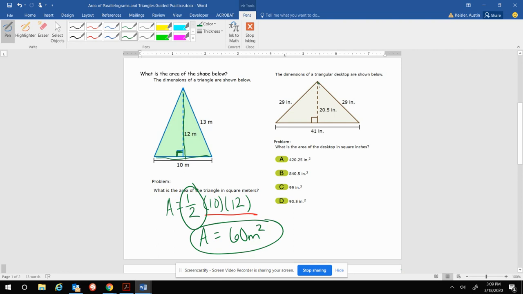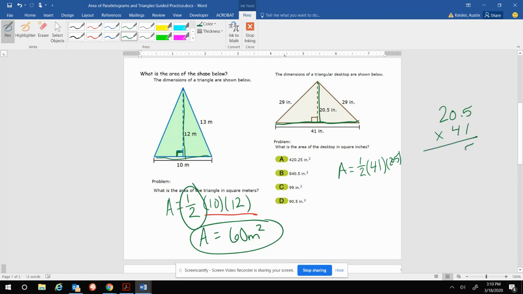I've got my base and height forming a right angle right here. So I'm going to plug those into my formula. 41 and 20.5. Then I'm going to multiply those over here. So 20.5 times 41. This first number is a 1.